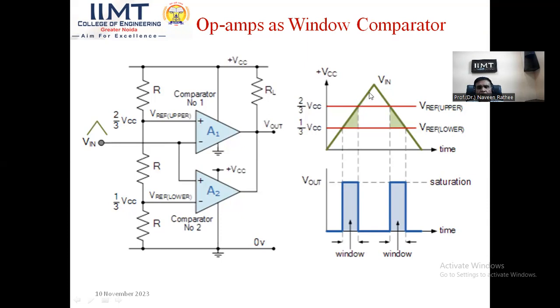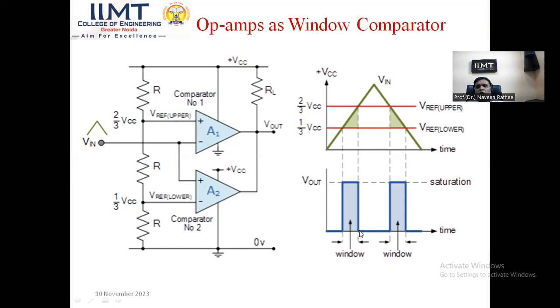Beyond this, if I try to increase, what will happen? Op-amp A2 will get activated and it will switch the output of this window comparator again to low. So anything beyond 2/3 of VCC up to VCC, and then if VCC starts decreasing, you cannot detect it. The reason is we are setting the upper threshold value to 2/3 of VCC. So as long as it doesn't reach 2/3 of VCC, it will not be available at the output.